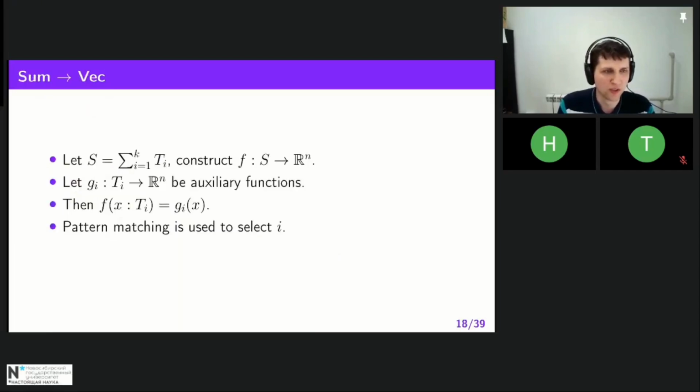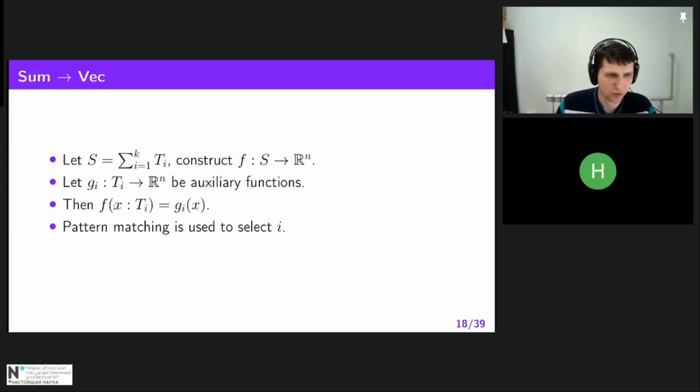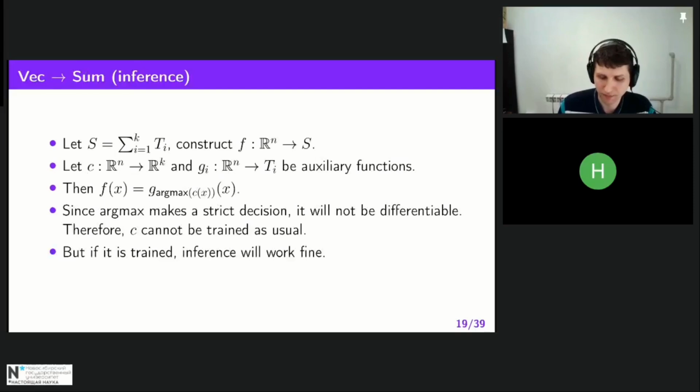As sum is a trickier operator, to build a function from sum to vec, we can just use pattern matching. So we also need to use an auxiliary function, as mentioned above, for the much simpler type, and we just need to match the type of input to select g_i from our set of functions.